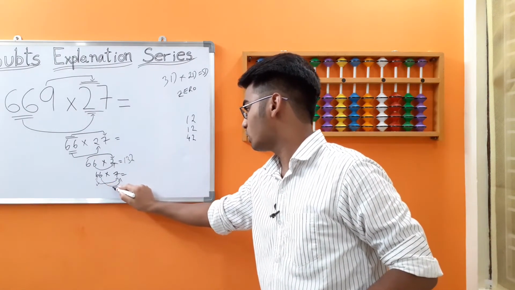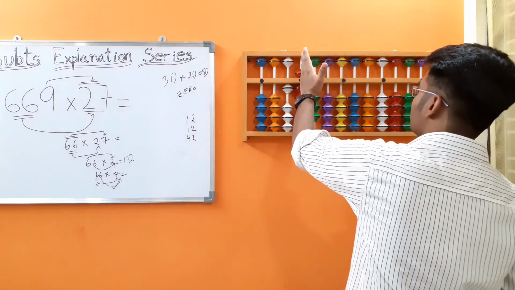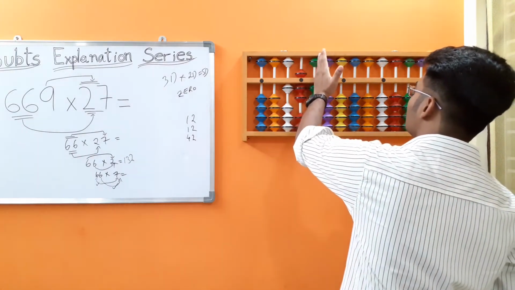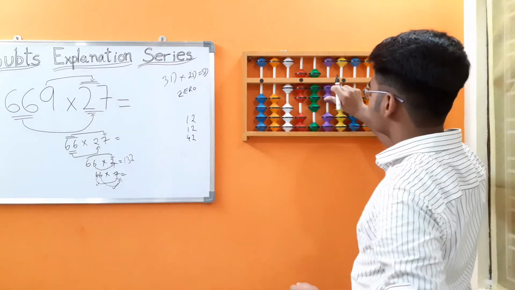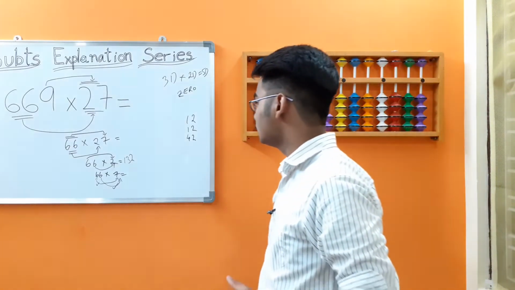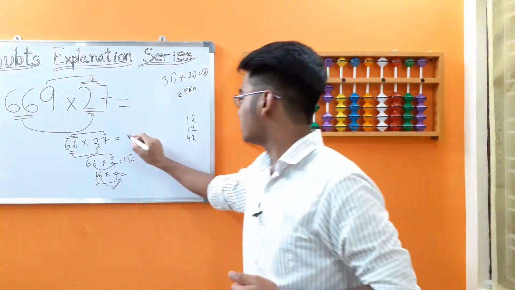This is done. Now we are doing this. 6 into 7 is 42. We added from the 1000s rod. We'll have to move one rod to the right side. Again add 42 here. This is done. So the result of 66 into 27 is 1782.